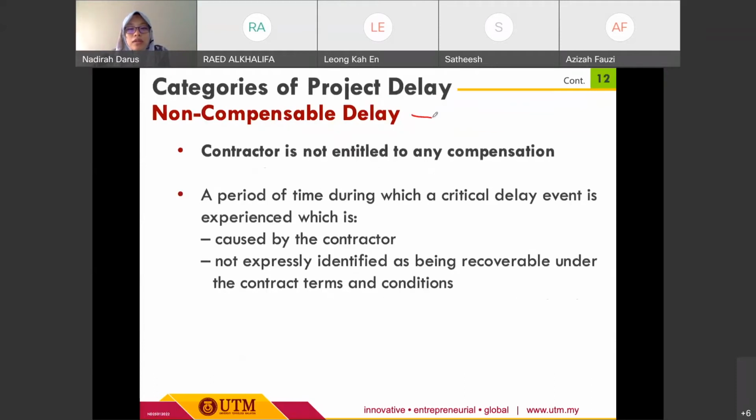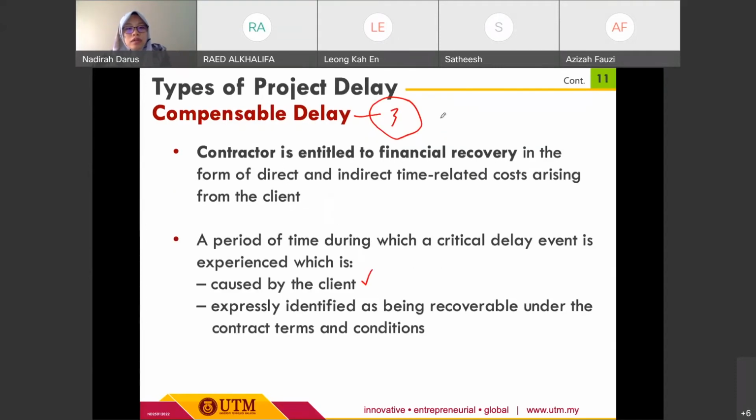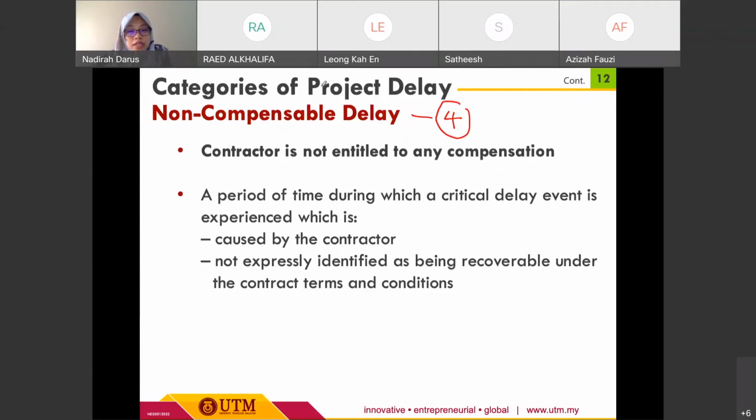For the last one, the last type of, well, this one is still on types of project delay.